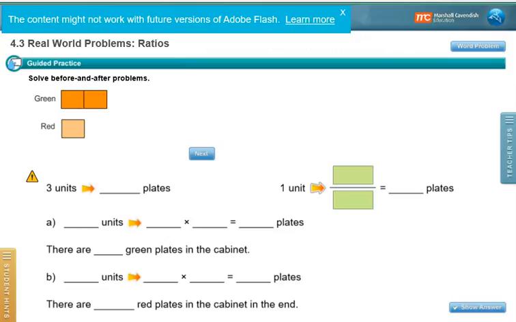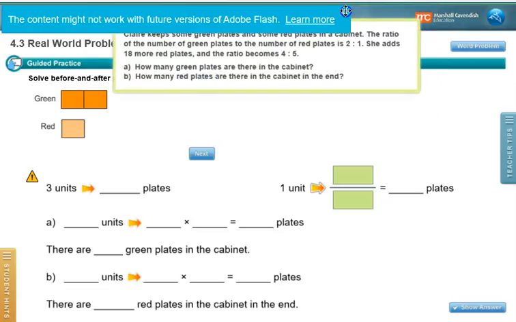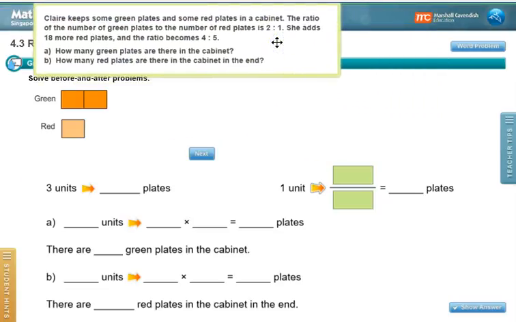Last example, then you shall go forth and have glorious fun with these ratios. So our problem here, we have Claire. She has green plates and red plates in a cabinet. The ratio of green plates to red plates is 2 to 1, as you see in the picture here. She adds some more red plates, and now the ratio becomes 4 to 5. And she's adding red plates. Okay, so pause, cube, process, then play again.